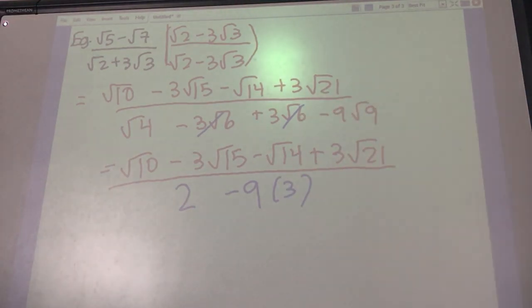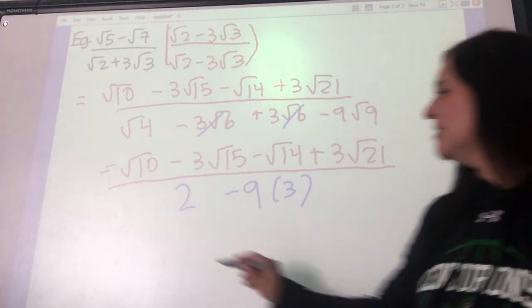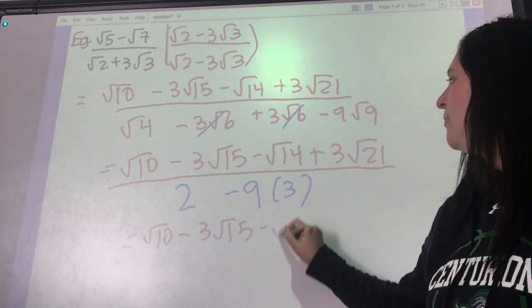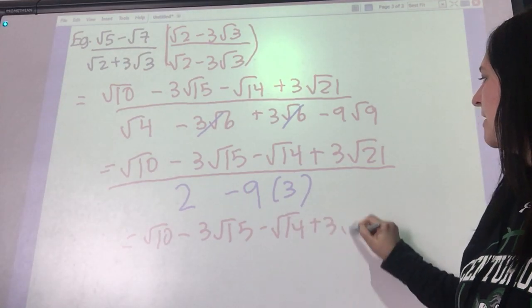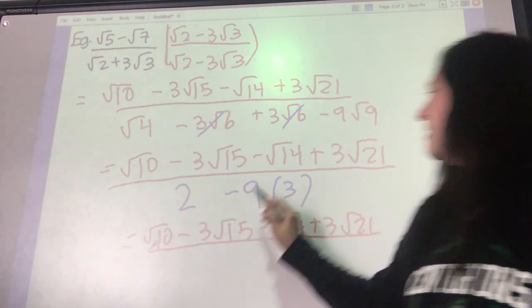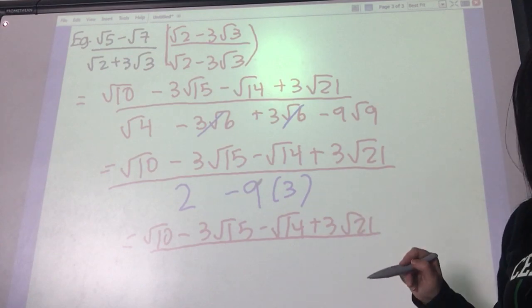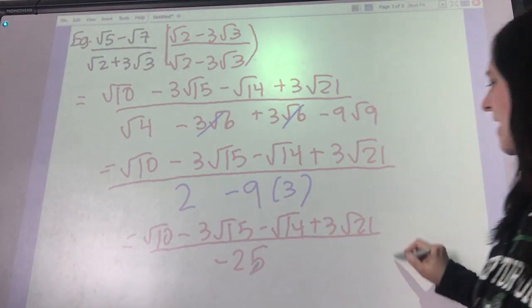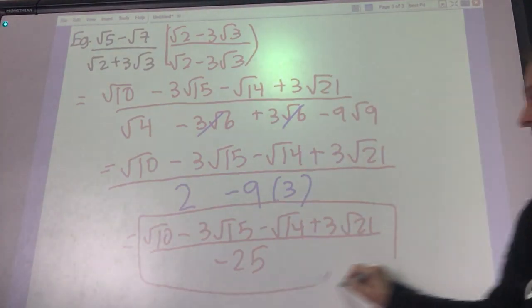So again, we're going to keep writing out the numerator. It's long and tedious. That doesn't change, but we can clean up the denominator a little bit. Minus 9 times 3 is minus 27, and 2 minus 27 is minus 25. And that is our final answer.